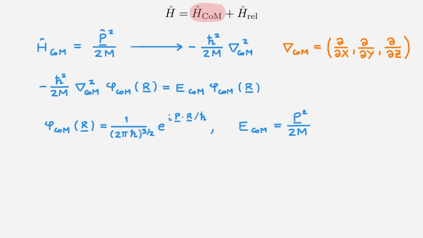Overall, this means that the center of mass behaves like a free particle, and this Hamiltonian simply describes translations of the system as a whole, with all the energy being in the form of kinetic energy. We can therefore solve the behavior of the center of mass once and for all, and we've just done it.